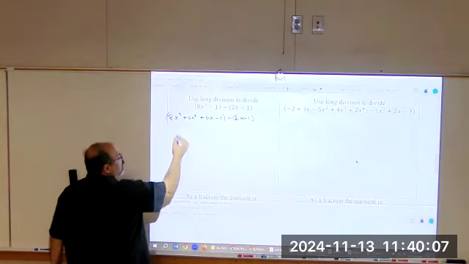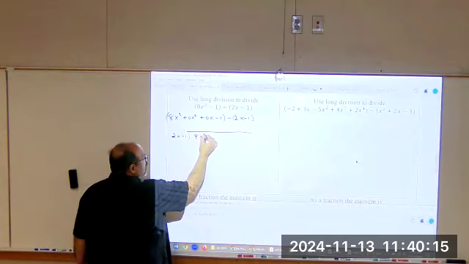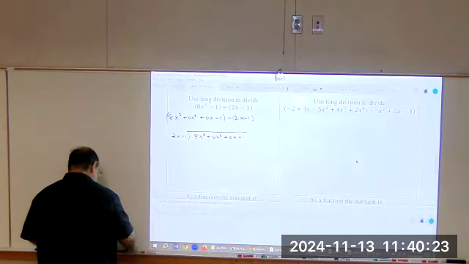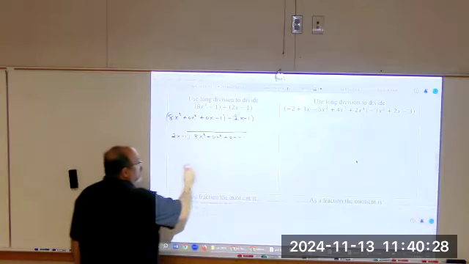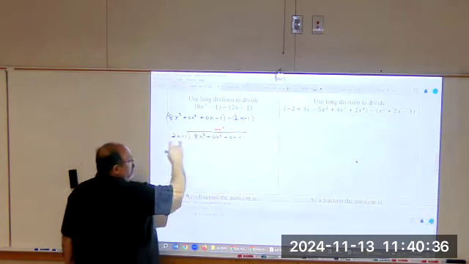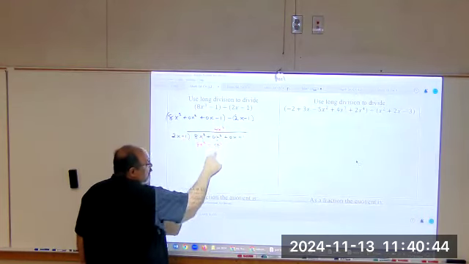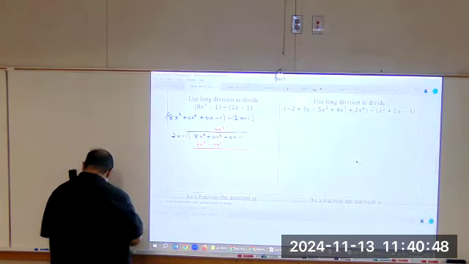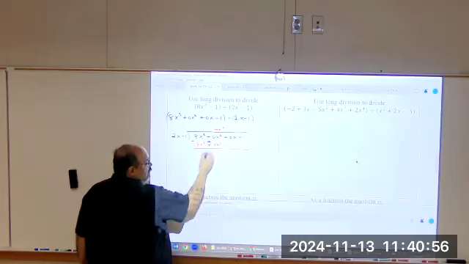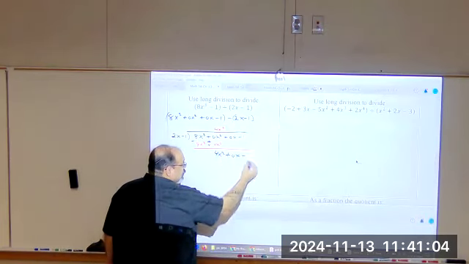So now, we have 2x minus 1, the divisor, going into 8x to the third plus 0x squared plus 0x minus 1. And the first thing we chose to start with was 4x squared. So 4x squared is going to go right here. We distribute. 4x squared times the 2x is 8x to the third. 4x squared times negative 1 is negative 4x squared, right under the x squared. And then we subtract. That better be 0. It is. 0x squared minus a negative equals plus. 0x squared plus 4x squared is 4x squared plus 0x minus 1.